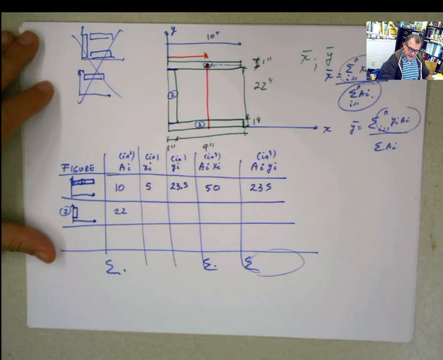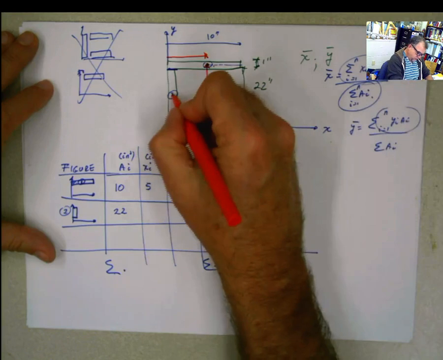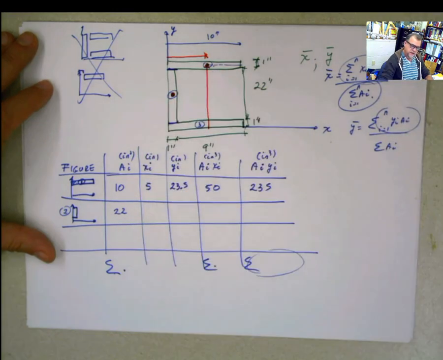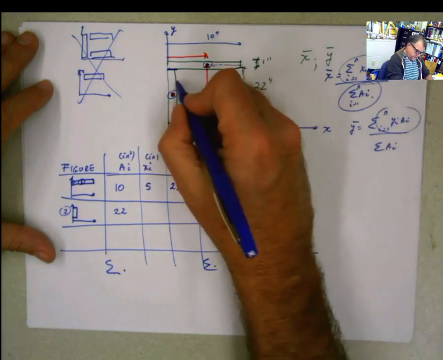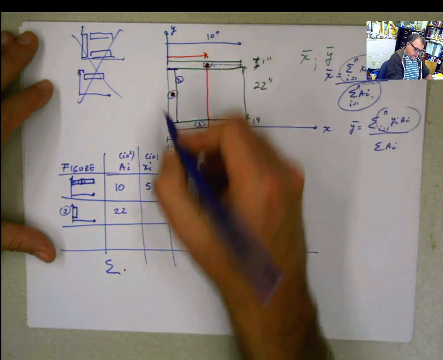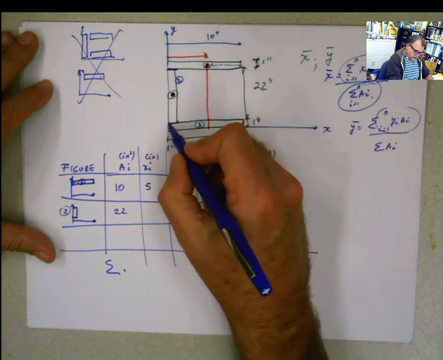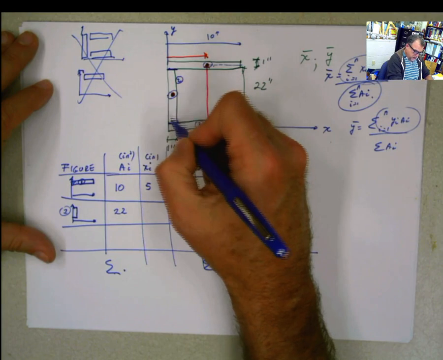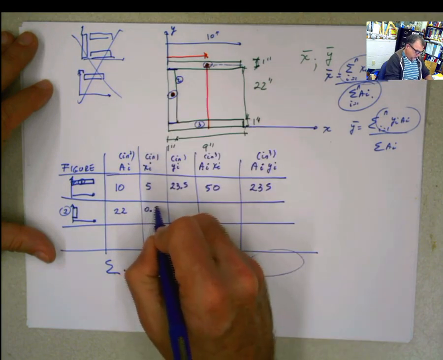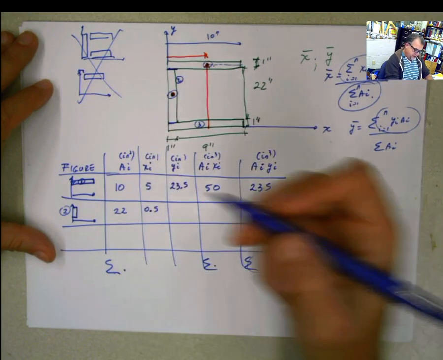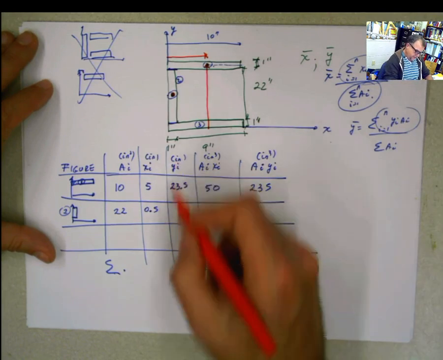What is x? Well, the center of my figure two is here at the center. That's figure two. Remember, figure two. If this is 1, at the center from here to here, it's going to be 0.5. No questions about that. Now, what is the yi for figure two?